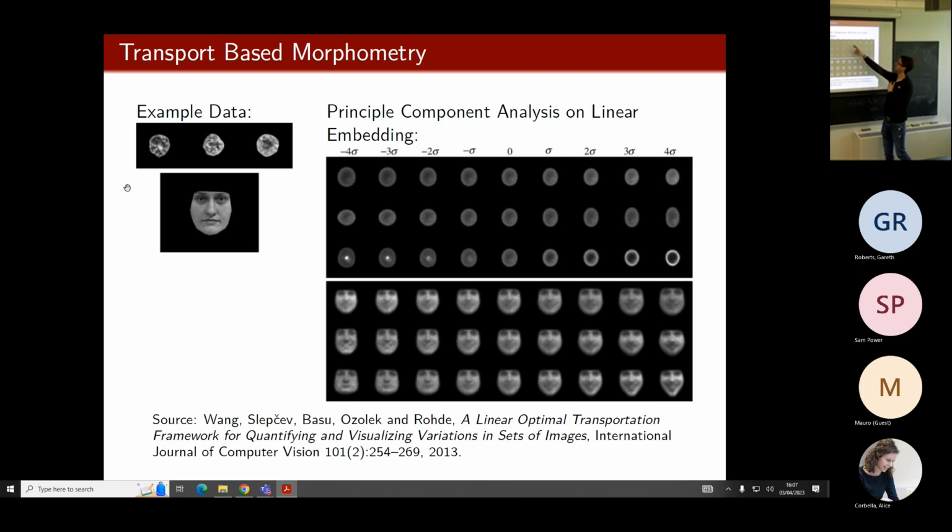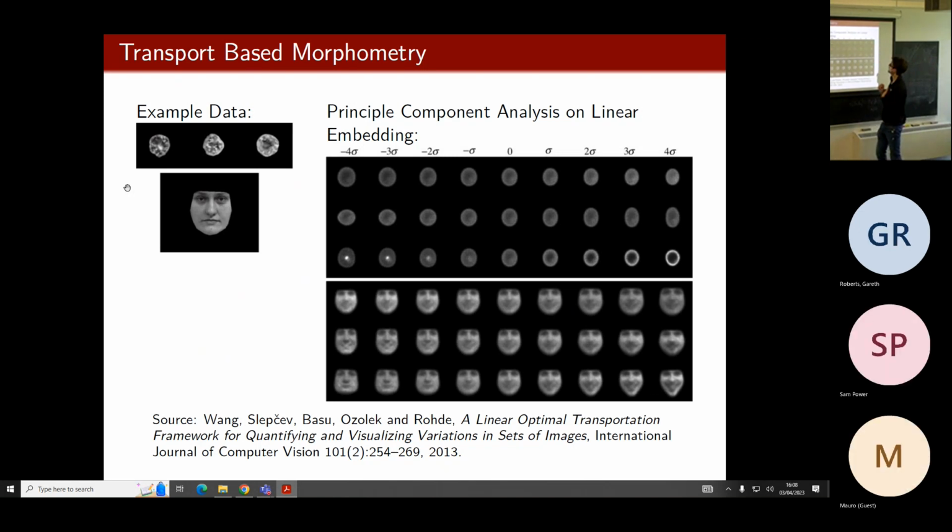So the first thing they can do is find what the average cell is. So this turns out to be the average cell here. It's kind of a grey, roughly circular blob. And then in this linear space, you can look at the principal directions. If you use PCA, what you find is that the principal component is given by this top row here. So this is shooting one standard deviation to the left, one standard deviation to the right, two standard deviations, three standard deviations, four standard deviations.